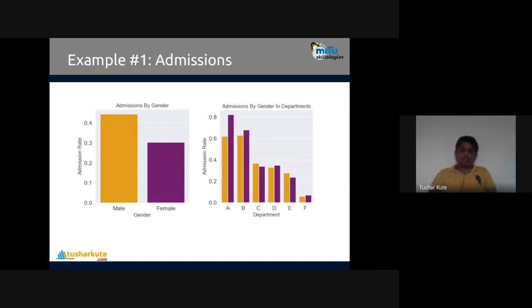If we change that data and create groups, department A, department B, department C, department D, E and F, only 3 departments are there, out of those 6, where the female rates are almost the same. Only 2 departments are there where males have more admissions and females have fewer admissions.